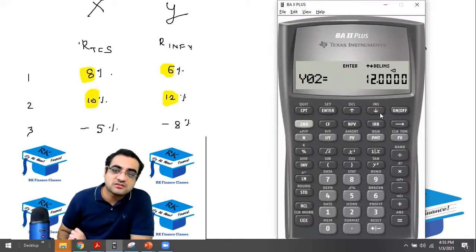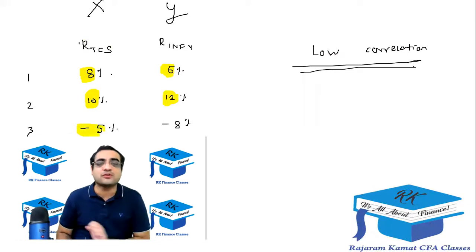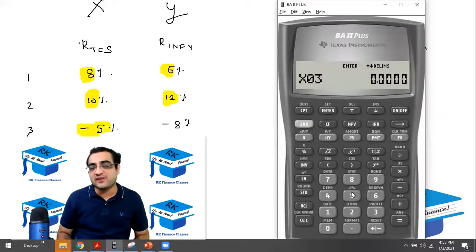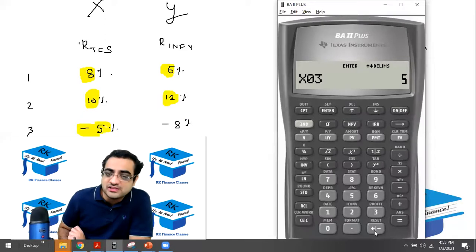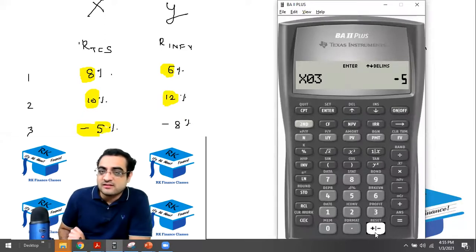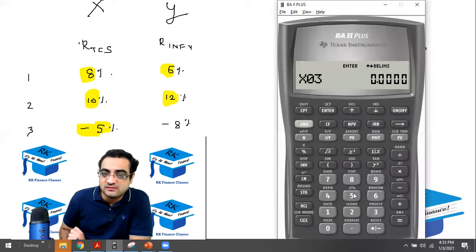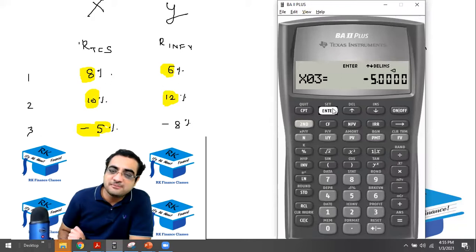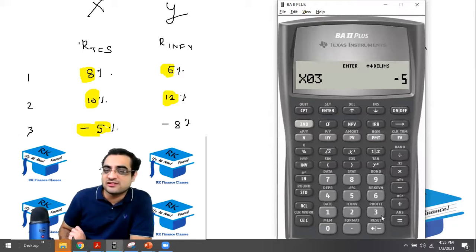All right. Scroll down. Third value of X is -5. Now listen to me how to get the -5. You have to press 5 and then press this plus minus key. It will make the 5 minus. I repeat, you have to press 5 and then press this plus minus key. So that will give you -5. Then press enter.